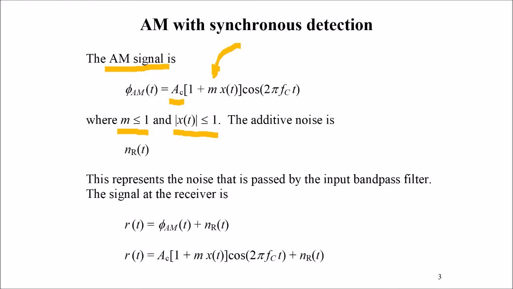If we have an index of modulation greater than 1, then we are overmodulated, and that interferes with proper demodulation using a peak detector. So the constraint for the index of modulation is that it's between 0 and 100%, or between 0 and 1. The additive noise is the noise that is passed through the input bandpass filter. So the total received signal is the AM signal plus the noise, and we've got an equation for the AM signal.